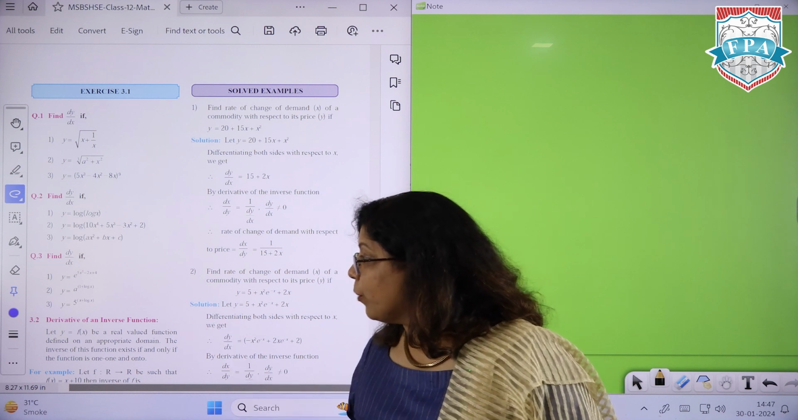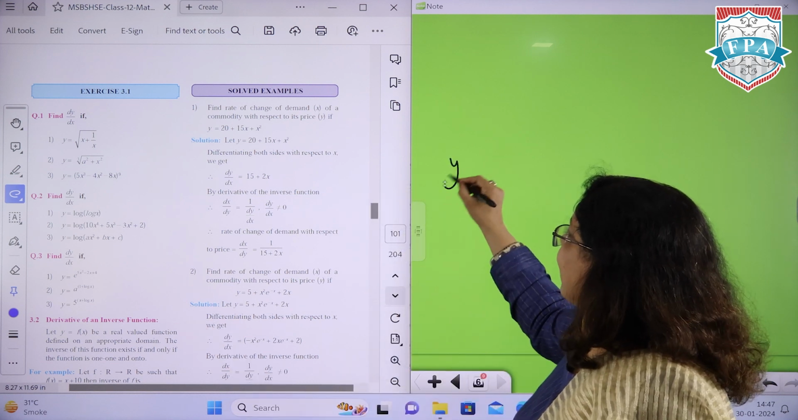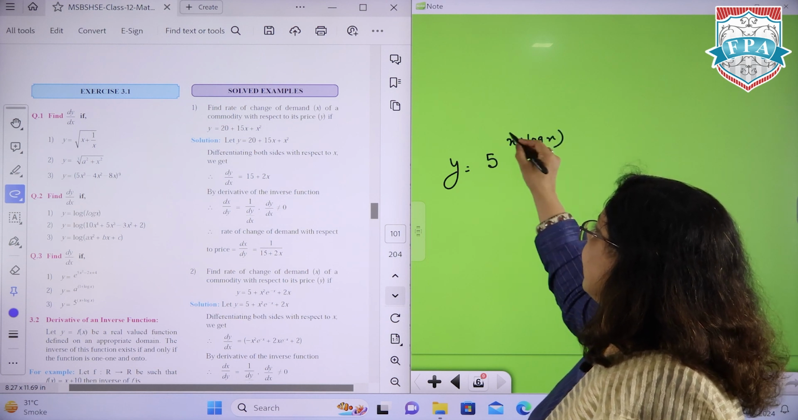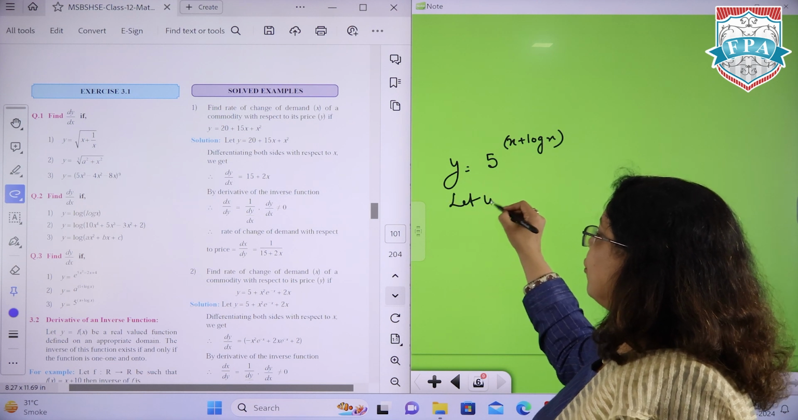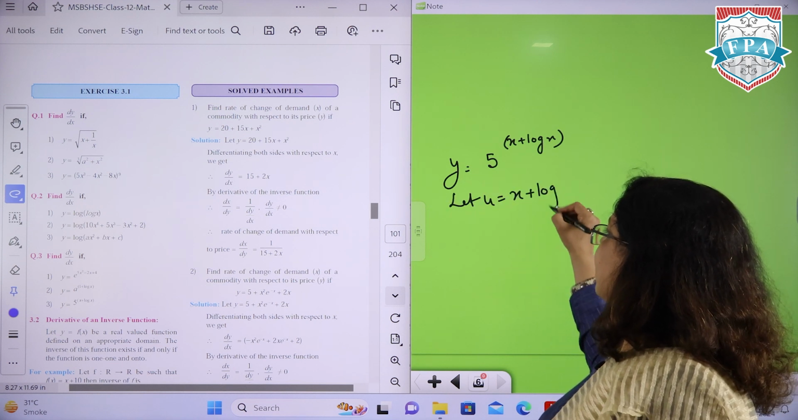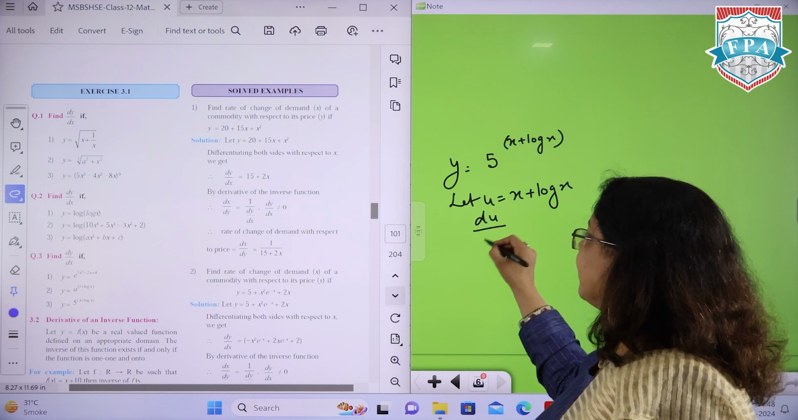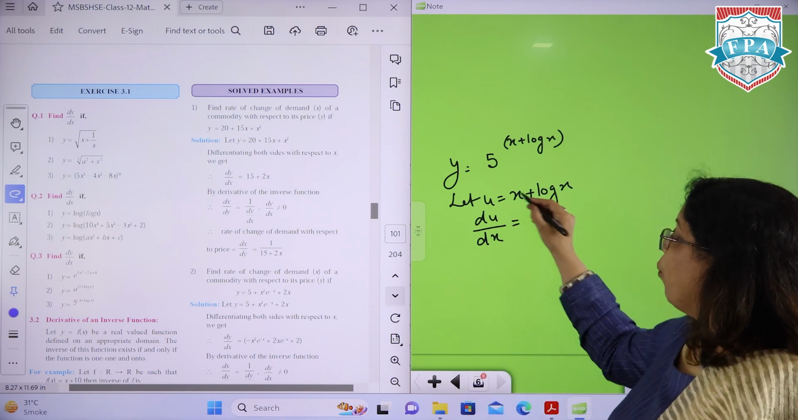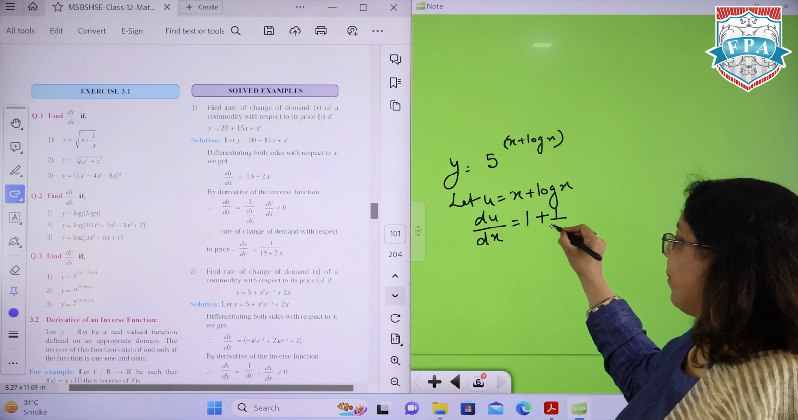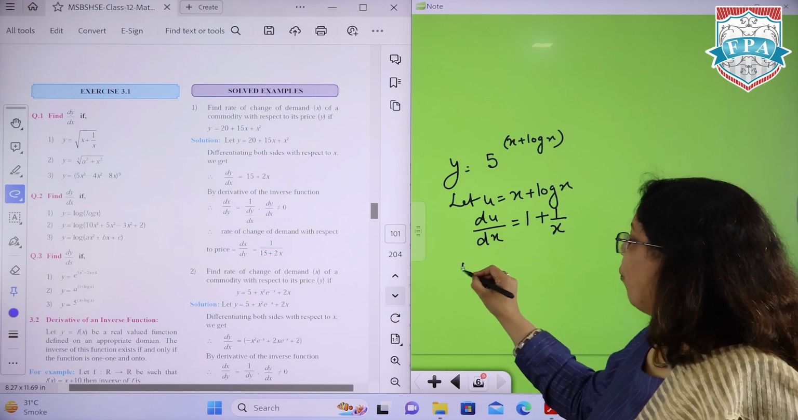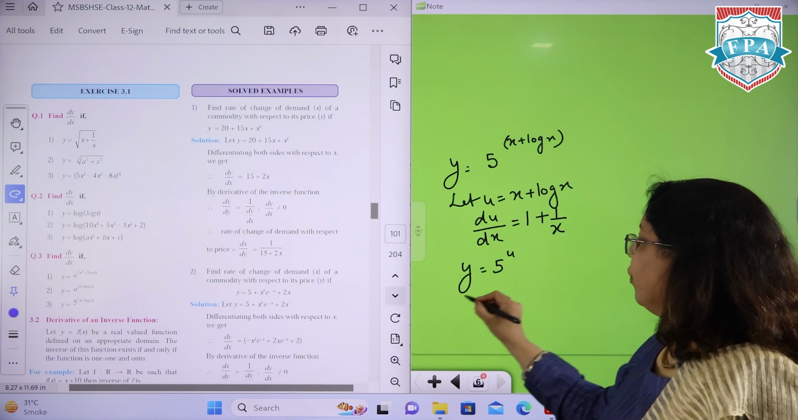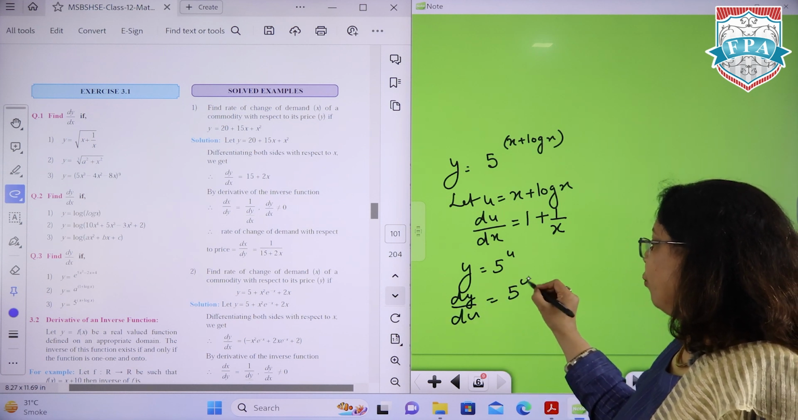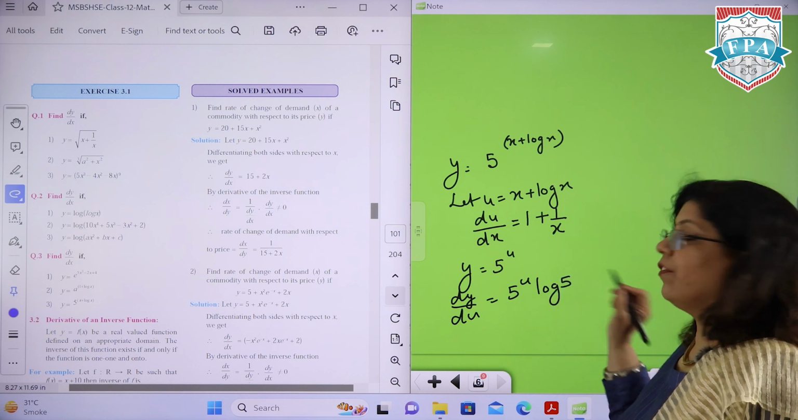One more question just to make it perfect. You can see y is equal to 5 to the power of x plus log x. Again, let u is equal to x plus log x. So du by dx is, please don't forget to write differentiating with respect to x, it will become 1 for x, and log x gives 1 by x. And your y now becomes 5 to the power of u. So dy by du becomes 5 to the power of u log 5.